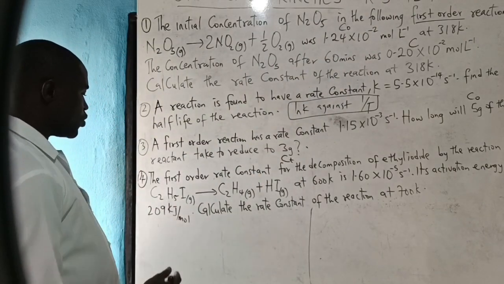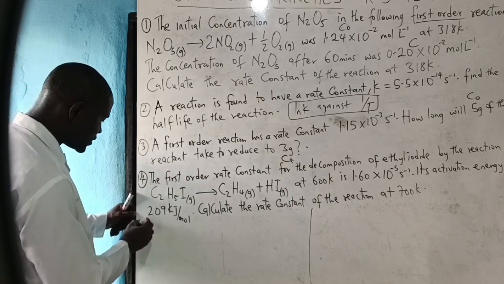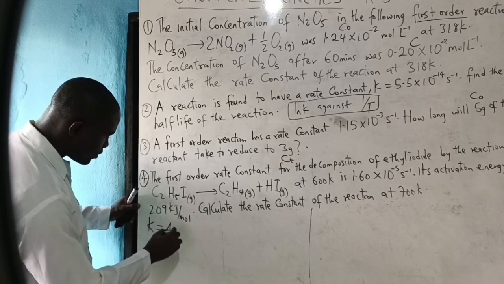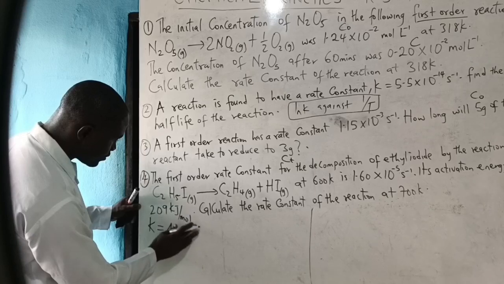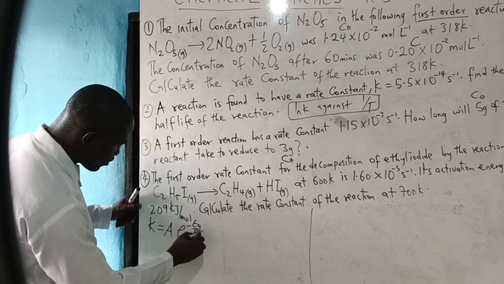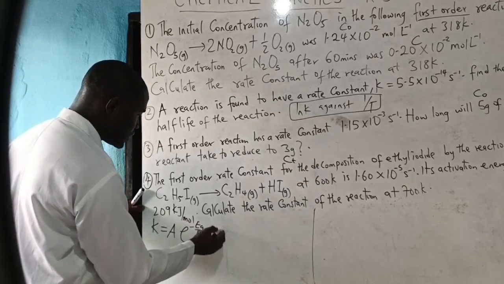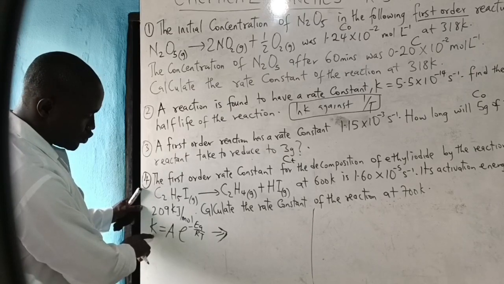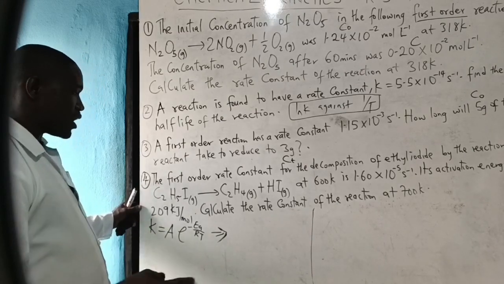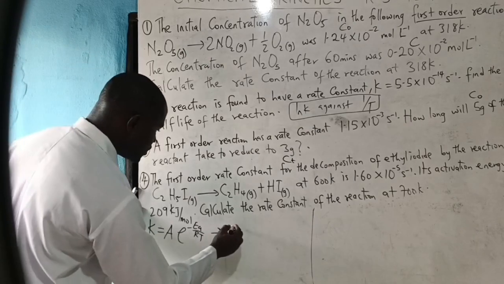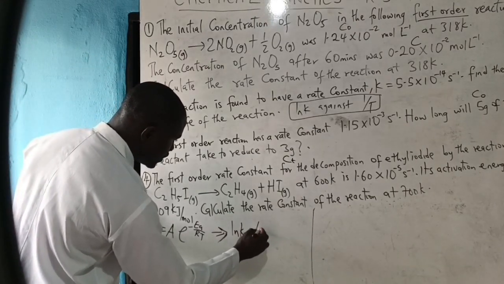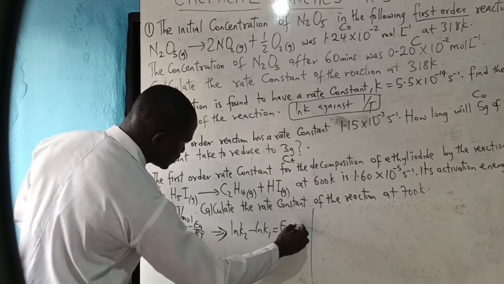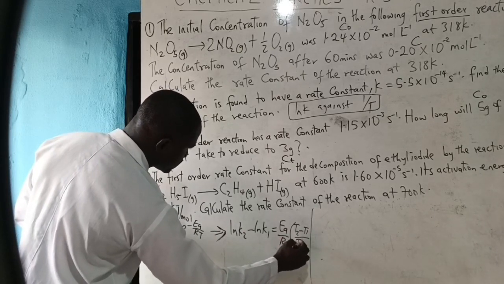And so what we do is I will recall the Arrhenius equation, which says that k equals A exponential minus Ea over RT. This is when only one rate constant is given to you. But when more than one rate constant is given to you, you say it is ln k2 minus ln k1 equals Ea over R bracket T2 minus T1 all over T1 times T2.